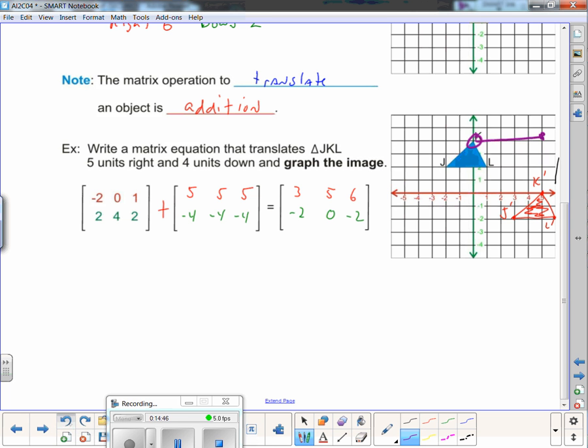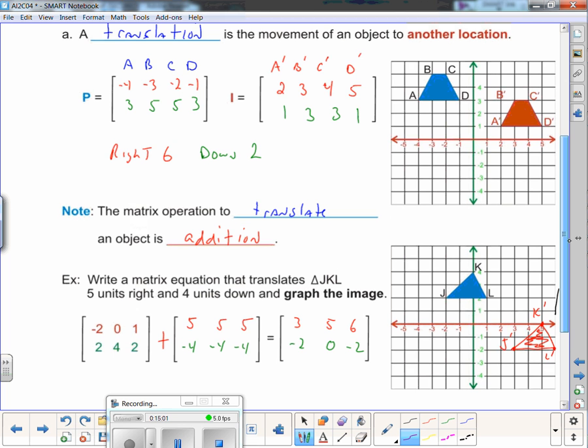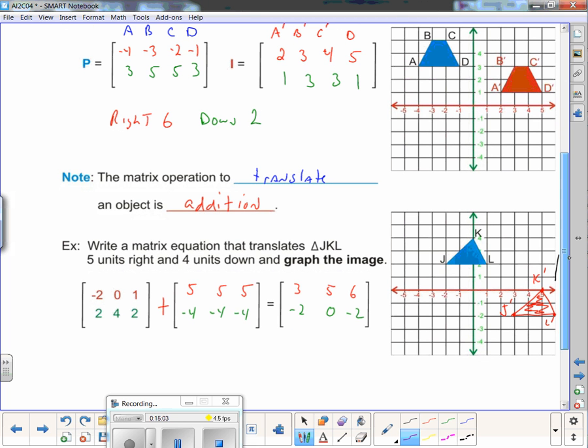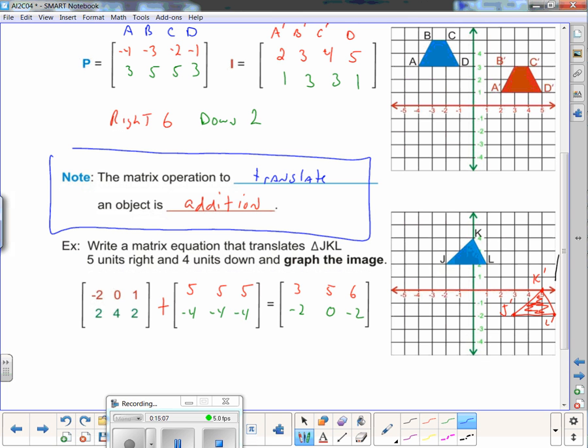So it's not hard once you understand. I mean, it's pretty simplistic. You want to move it 5 right and 4 down, make up the matrix, 5, 5, 5, -4, -4, -4, add them up, voila, you are there. Any questions on translation? So obviously this is a key thing to remember, that you translate it with addition, right? Matrix addition is going to translate the object.